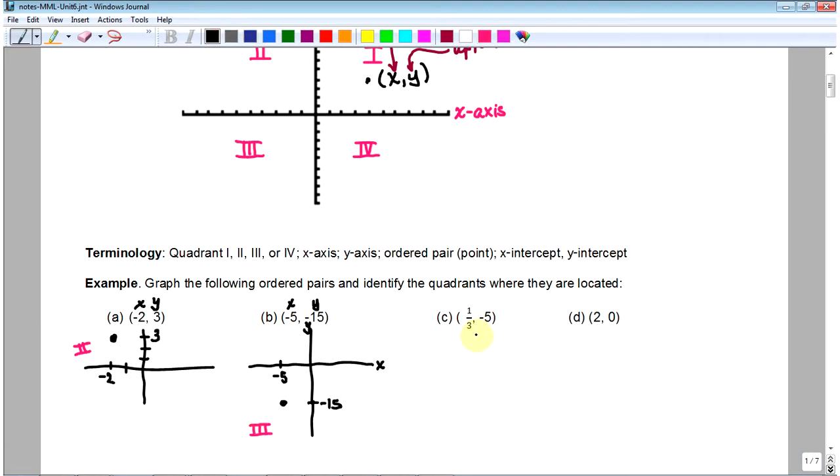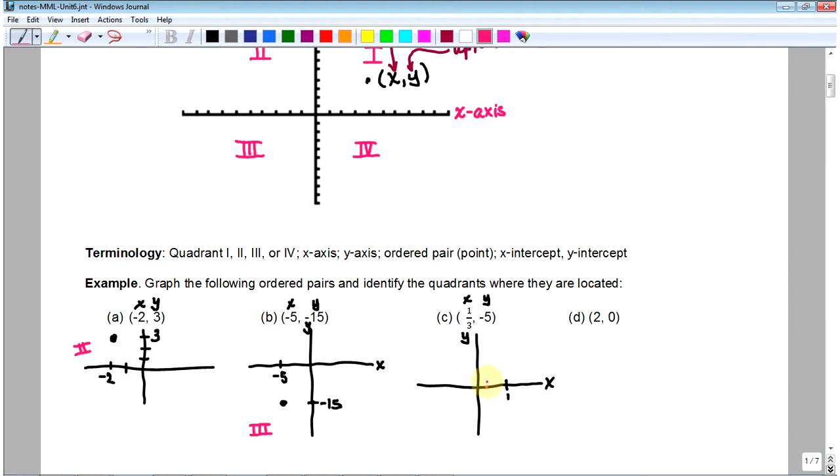For part C, I have an x value of +1/3 and a y value of -5. So I know that 1/3 is going to be somewhere between 0 and 1. Since it's the only value that you're plotting, it's okay if you draw a tick mark and make that 1/3. But I'm going to make it 1 just to illustrate where to get your 1/3. 1/3 of the way from 0 to 1 is going to be somewhere around here.